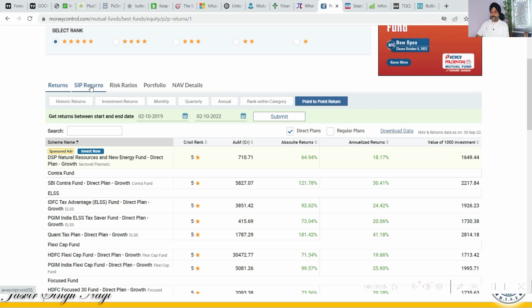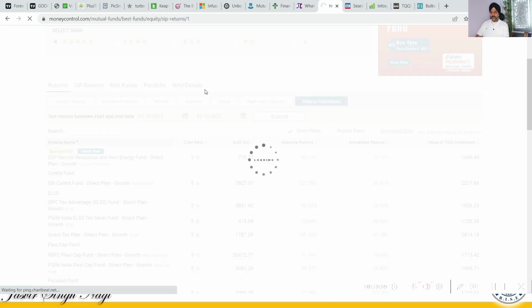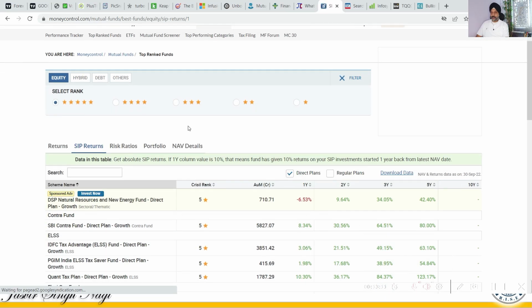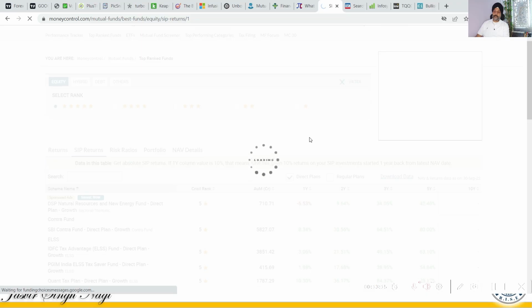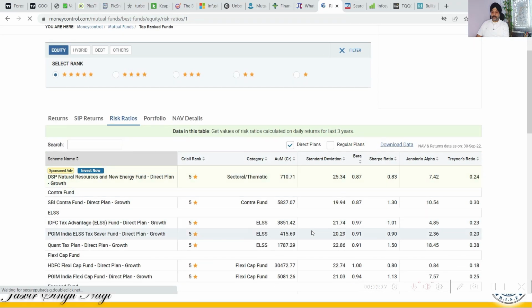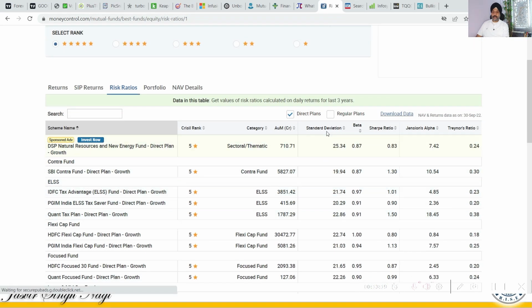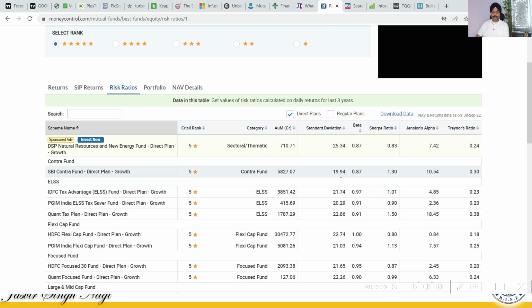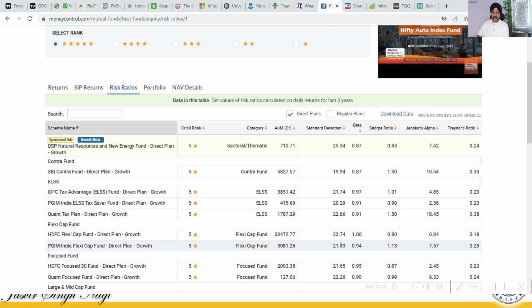Now with that said, let's jump into SIP returns. I actually want to show you a specific one, like risk ratios. So here's the risk ratio. Now, if you see the risk ratio, some of the standard ones you talked about, the standard deviation. Let's look at the first one itself, 19.94. The deviation is very less. So that means it's fluctuating less compared to all the ones below, so this proves to be a good one.